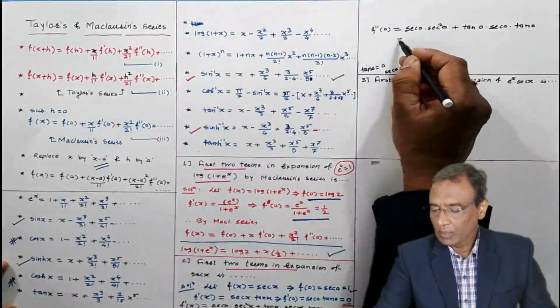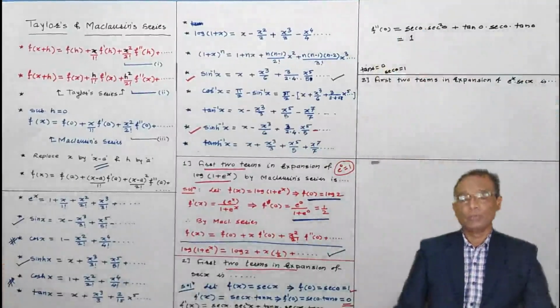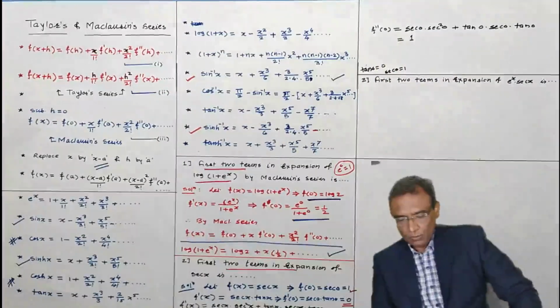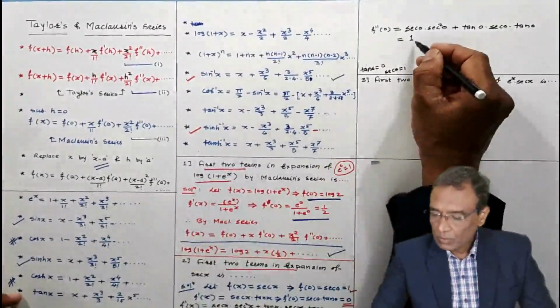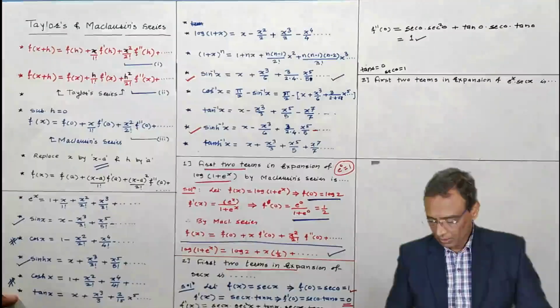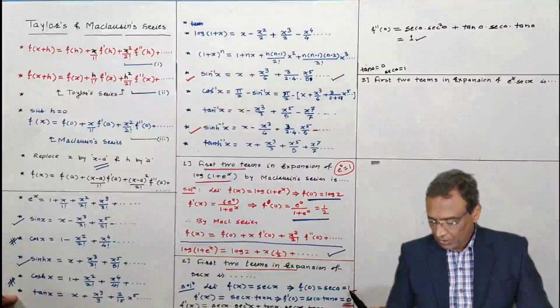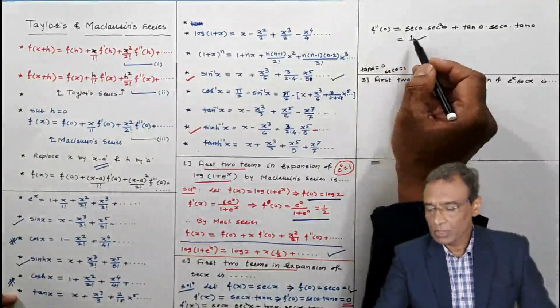Okay, so this will be 1 now, because tan 0 is going to become 0, f double dash of 0 we have. Now, this is the non-zero term derivative we have. Now we have two non-zero f terms. First non-zero term is 1 and next non-zero term is 1.